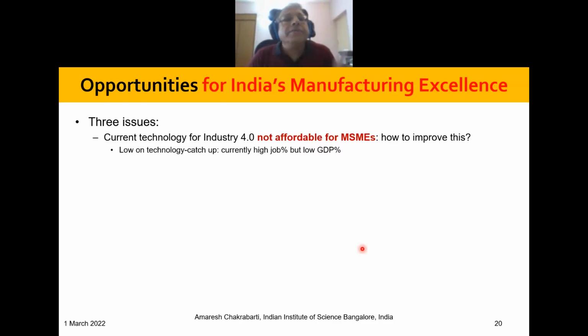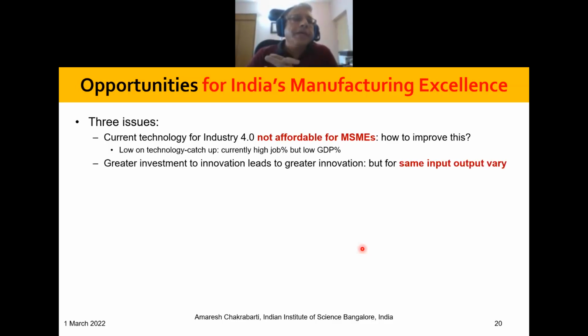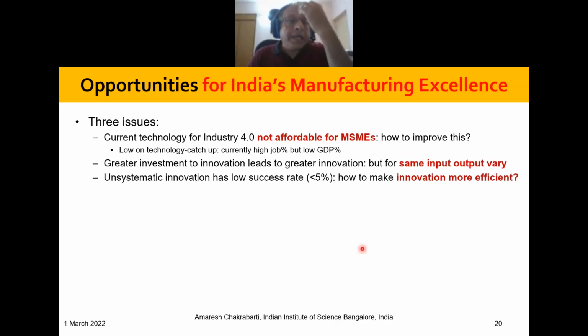Second is, as we said, they are low on technology catch-up, and currently they produce lots of jobs, but they are low on the GDP percentage. Second is that greater investment in innovation leads to greater innovation, but the same input can lead to very different outputs. So once again, design can play a significant role there. And how do you make design innovation more efficient? There also design can play a role. Unsystematic innovation has a low success rate.